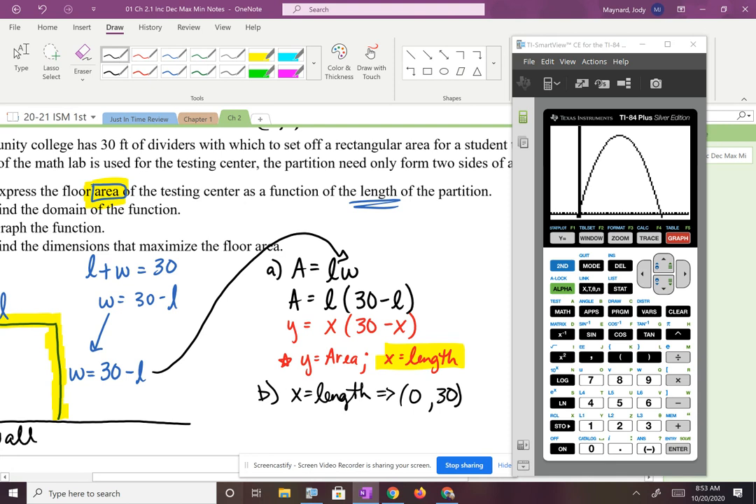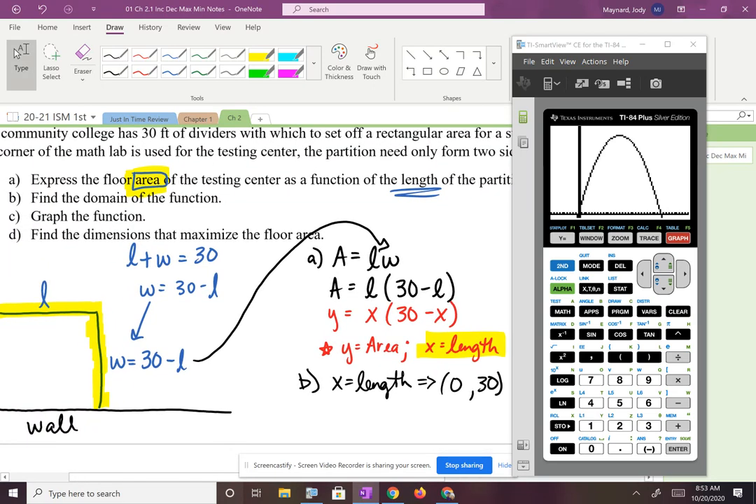because we don't want our length to be 0. Could it be 1 inch? Sure. Is it not ideal? Of course it's not ideal, but it still makes a rectangle. If it's 0, it doesn't make a rectangle. It just makes a line, right? So there's my domain. Now it says graph it. We already did that. Then it says find the dimensions that maximize the area. The y value is the area. We want the maximum. You know how to do that in a calculator, right?